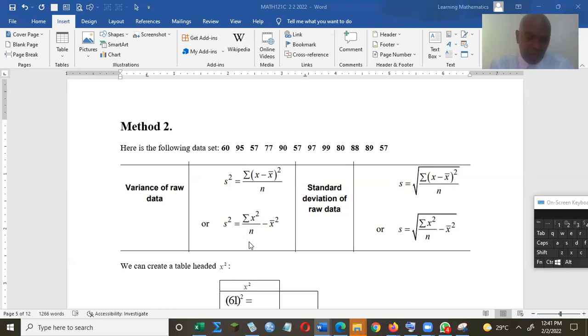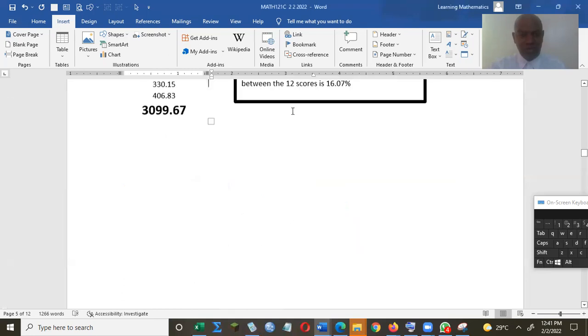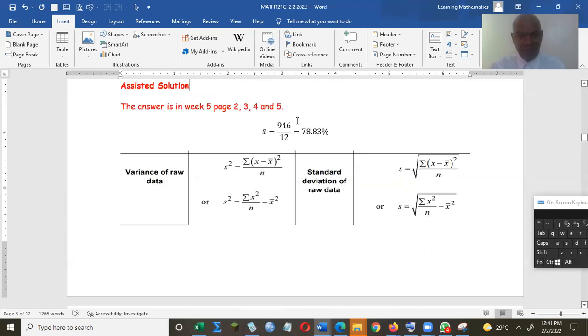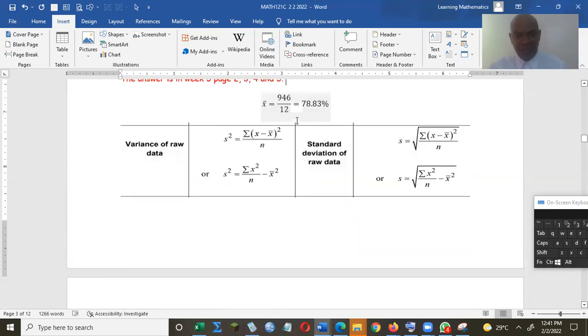Let's look at the formula for method number 2. Variance is equal to the sum of x squared divided by the number of values minus the square of the mean of the data values. We know the mean of the data values already. We used it in the previous method, so let's carry it forward. It was 78.83. Here it is.